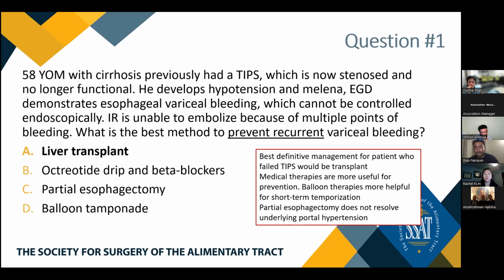The best method to prevent recurrent bleeding here is to take care of the underlying portal hypertension. In this case, since he's already failed a shunt, since he's already failed a TIPS, unfortunately his only option now is a liver transplant.